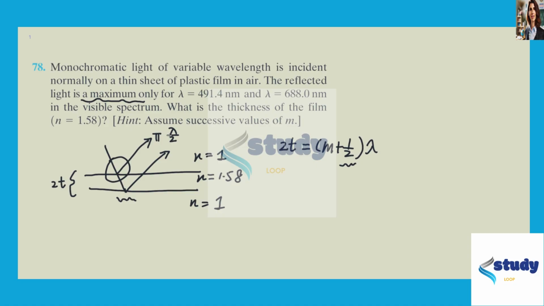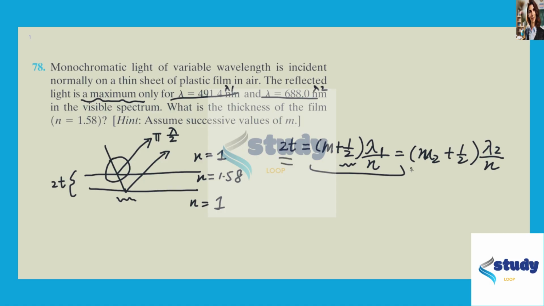So this number is m plus 1/2 for lambda 1, and it's the wavelength inside the material. But it's also equal to, let me call it m2, m2 plus 1/2 of the other wavelengths, because it's a simultaneous maximum for two different wavelengths. So if I call this lambda 1 and call this lambda 2, 2t should be equal to both of them. And from this information, this question wants us to find out what t is.